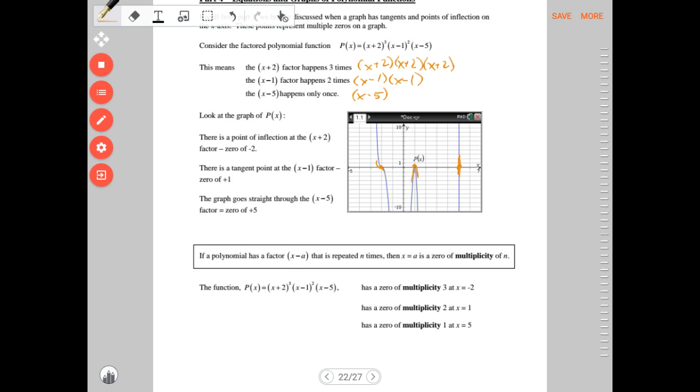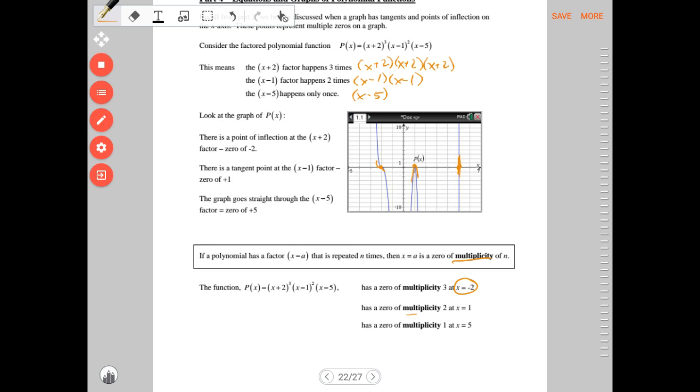If a polynomial has a factor x minus a that is repeated n times, that's the exponent on it, then x equals a is a zero of multiplicity n. So we're using this new word, multiplicity. In our example up here, the function has a zero of multiplicity 3 at x equals -2. So -2 happens 3 times.